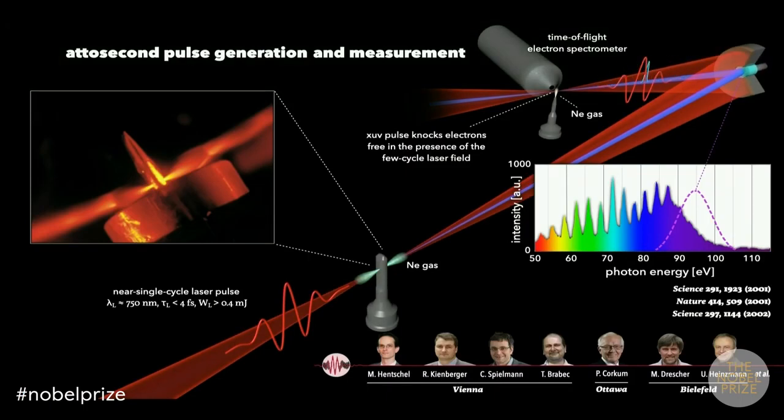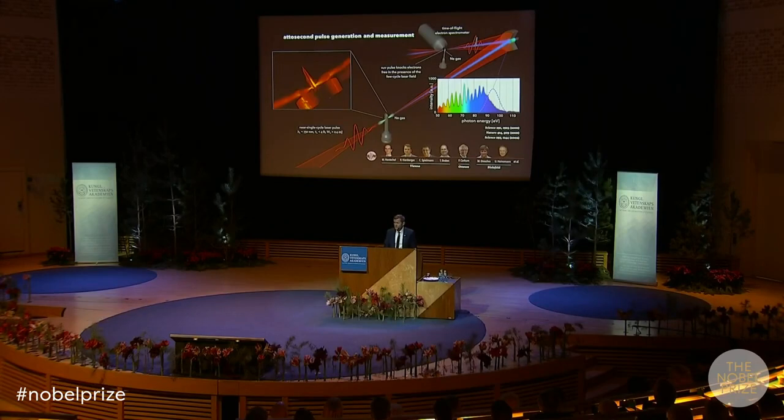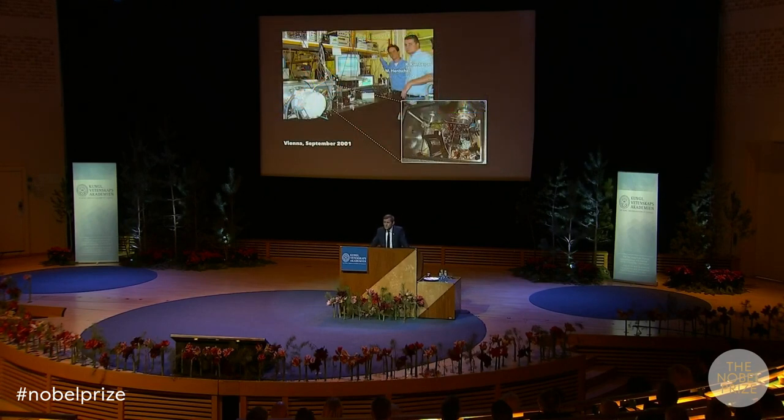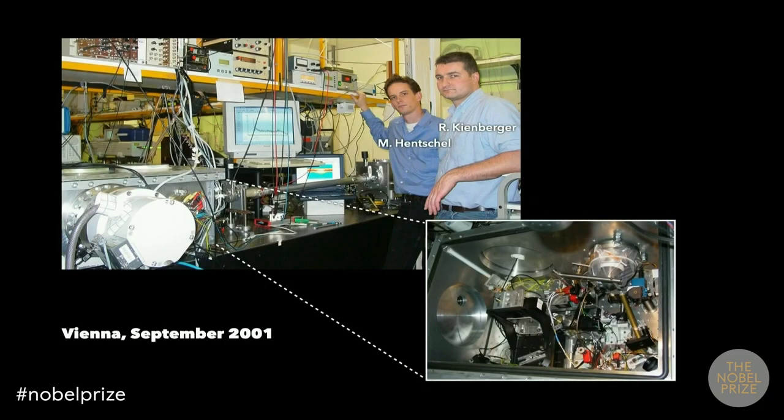in our case, with a bandpass multilayer, which also focuses the beam to a second jet of neon gas, where the XUV pulse knocks electrons free in the presence of the few-cycle laser field, and actually provided the first very strong experimental indication of the existence of an isolated sub-femtosecond pulse, in a series of experiments performed by Michael Hentschel and Reinhard Kienberger in our laboratory at that time at the Technical University of Vienna back in 2001.